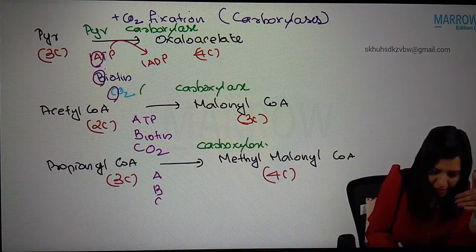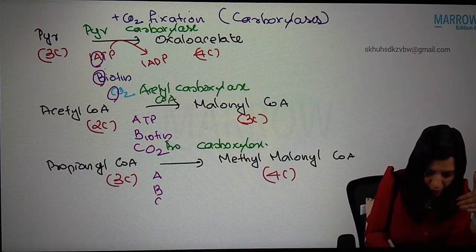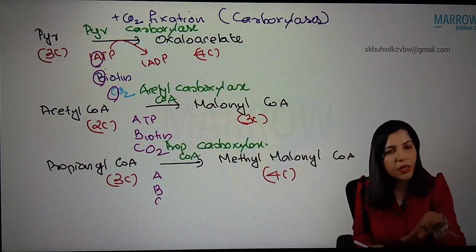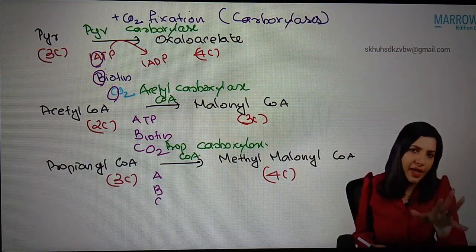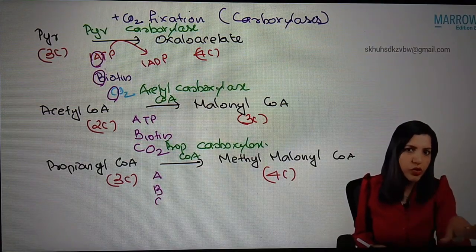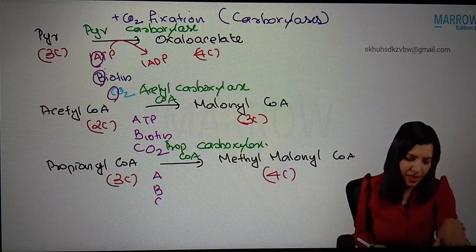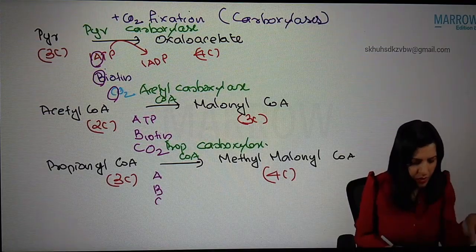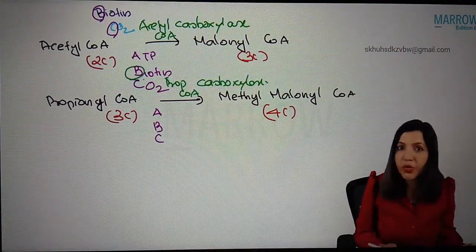In this case, it is acetyl coenzyme A carboxylase. In this case, it is propionyl coenzyme A carboxylase. So all these carboxylases belong to ligase and all these require A, B, C. So we usually call these enzymes together ABC enzymes. And what is the vitamin for all these carboxylation reactions? The vitamin for all these carboxylation reactions is biotin.